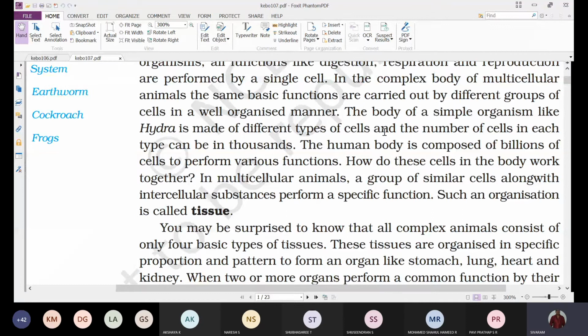How do these cells in the body work together? That means how coordination and integration is brought between these cells to function as a unit. How is it happening? In multicellular animals, a group of similar cells along with the intercellular substances perform a specific function. Such an organization is called tissue.